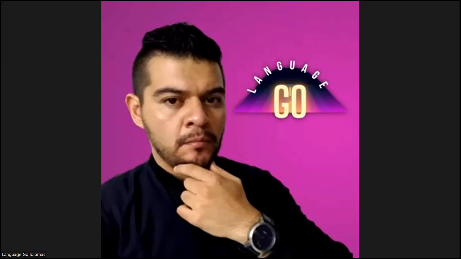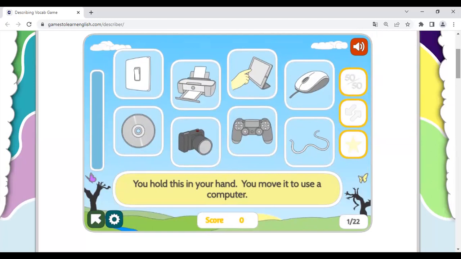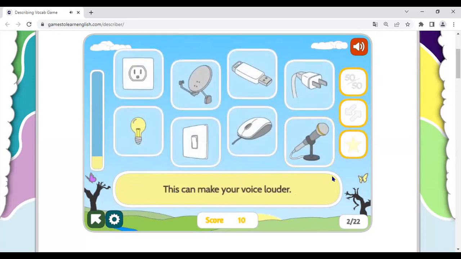Okay, Carlos, we have finished with this vocabulary, and it's time to play the game to practice this technology vocabulary. We're going to play a game, Carlos, called the Big Describer, and pay attention because it's the vocabulary that you learned. So I'm going to press the start button. Computer stuff. This is what you have to do, Carlos. You hold this in your hand and you move it to use a computer. So it's a mouse.